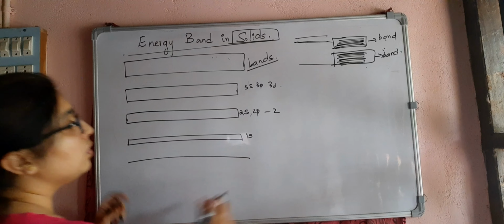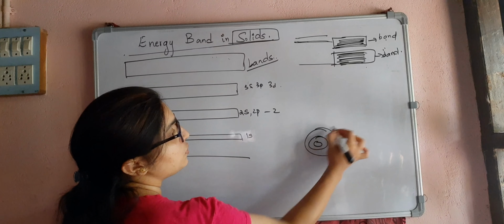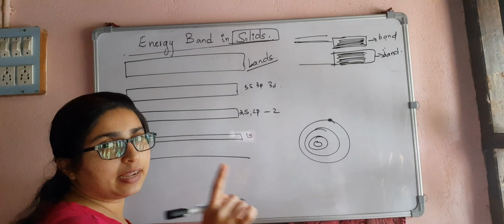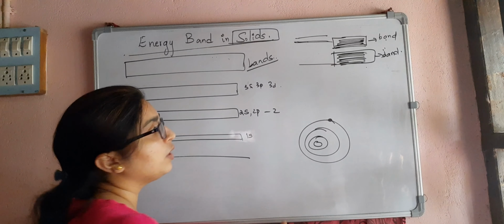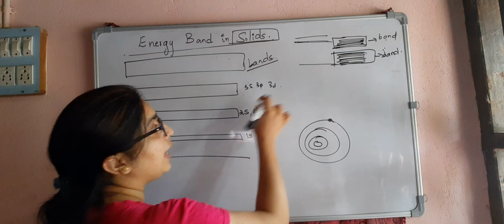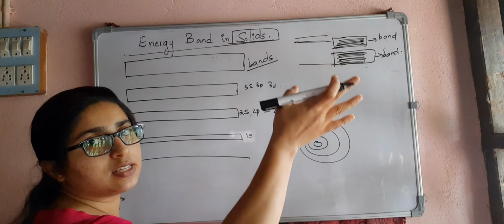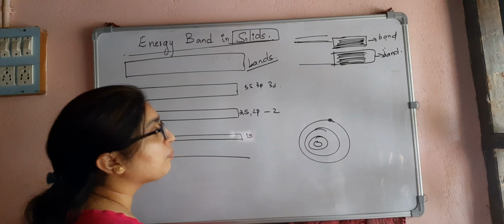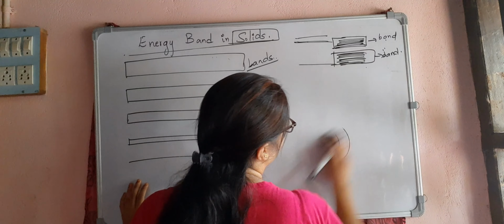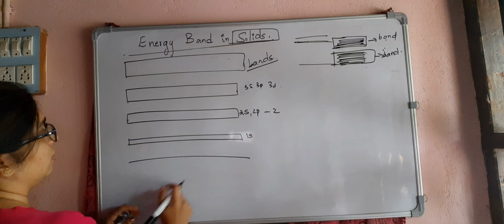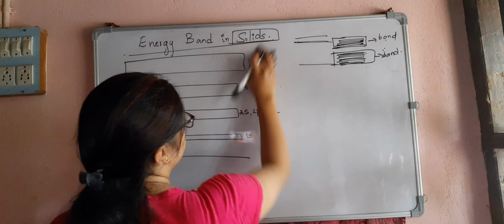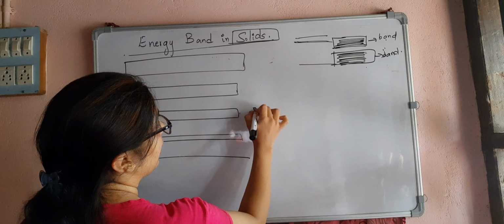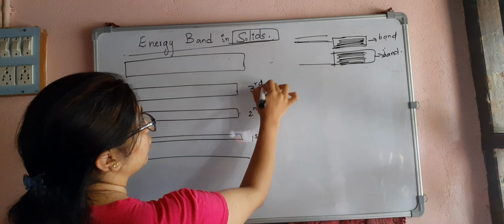Okay, so now these outermost orbit electrons will not have a definite energy like they had in the isolated atom. So they can fill any one of the discrete energy levels because of the influence from the neighboring atoms. Okay, so this is your first band, second band, third band, fourth band.